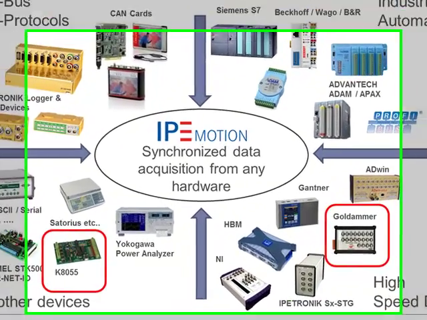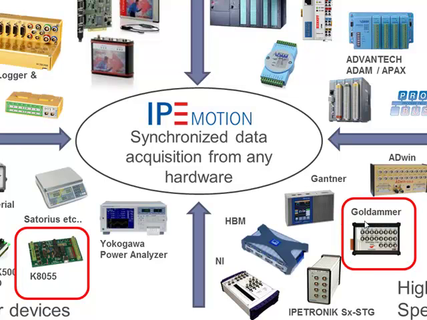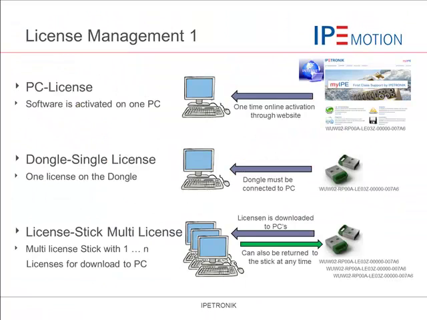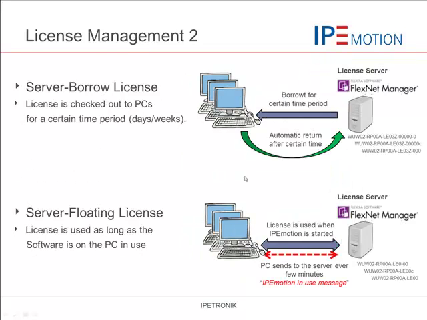Here in my demo today, I have interface 2 cards, a Goldammer high-speed card and a student evaluation board, because they work quite nicely. And briefly, the licensing: you can have a PC license, or you can have the license sitting on a dongle, or multiple licenses on a dongle, and then you can either have the dongles attached to the computer, or you download it from the dongle, or you can have a floating license or borrow license with a server if it comes to larger accounts with many seats where you want server license management.